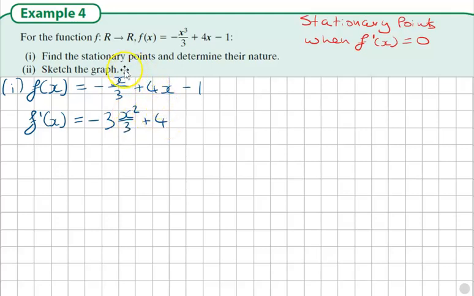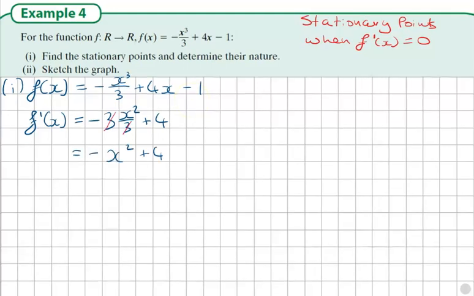So what we do is we bring the power down, so the 3 comes down in front, and then we reduce the power by 1. And then with the 4x, we just cross off the x, and the minus 1 is a constant, so that would become 0, so we don't write anything down for minus 1. Then to simplify, the 3's will cancel, so we end up with minus x squared, and we still have plus 4. So that's our derivative.